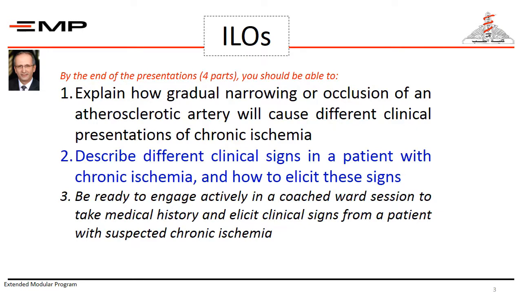By the end of the 4 presentations, you should be able to explain how gradual narrowing or occlusion of an atherosclerotic artery will cause different clinical presentations of chronic ischemia, and you will be able to describe different clinical signs in a patient with chronic ischemia and how to elicit these signs. By this, you will be ready to engage actively in a coached ward session to take medical history and elicit clinical signs from a patient with suspected chronic ischemia.